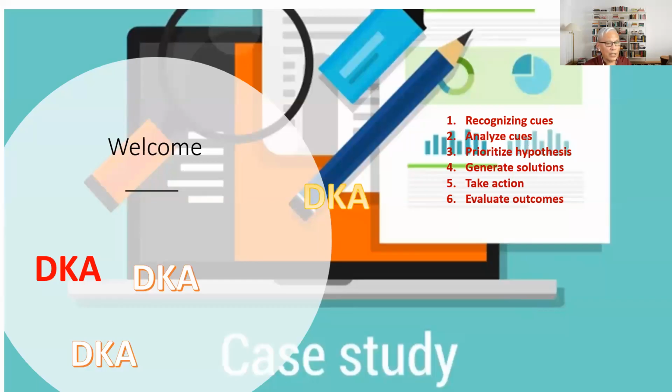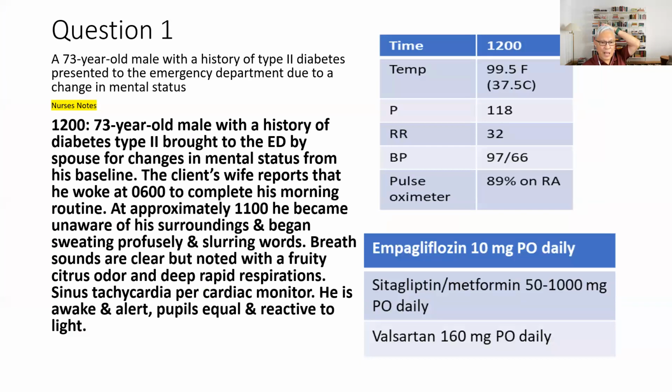Electrolyte correction is also going to be the same as DKA. So let's take a look at the case study. The case study shows us a 73-year-old male with a history of type 2 diabetes who presents to the emergency room due to a change in mental status.